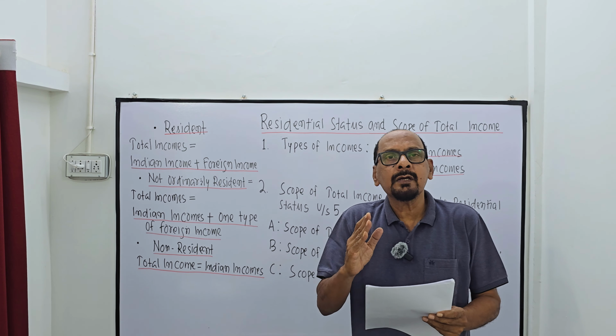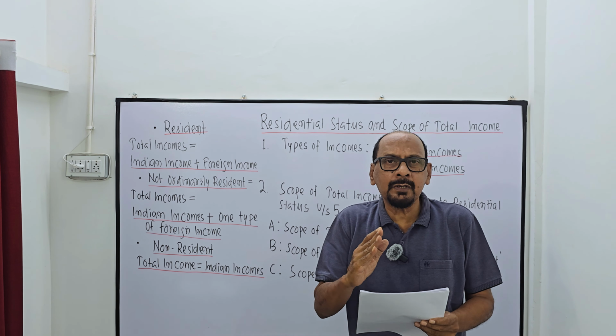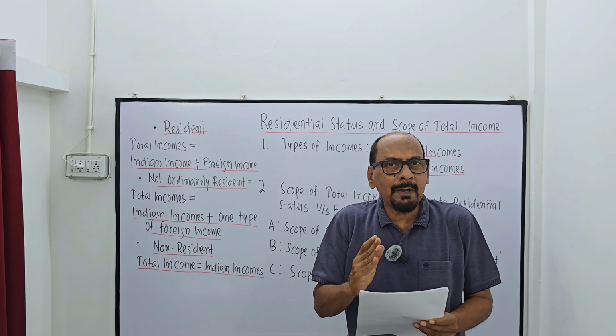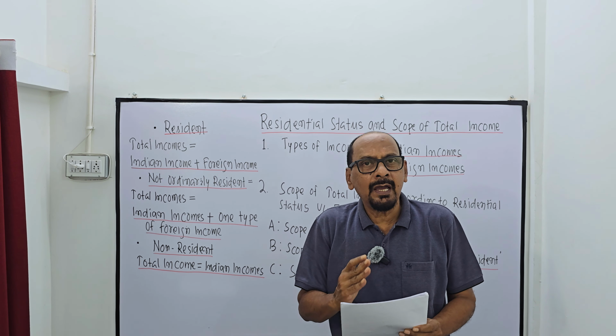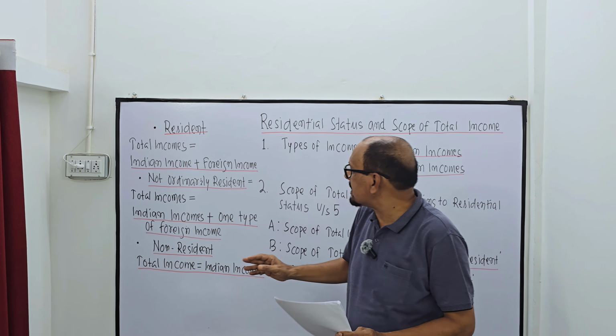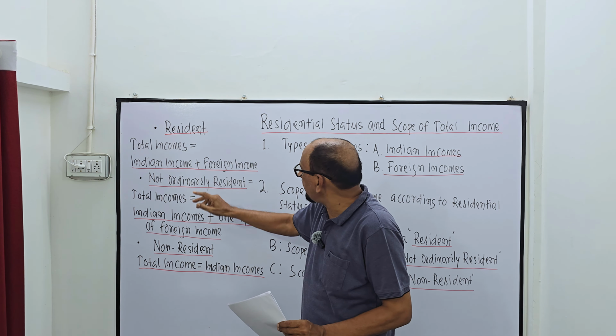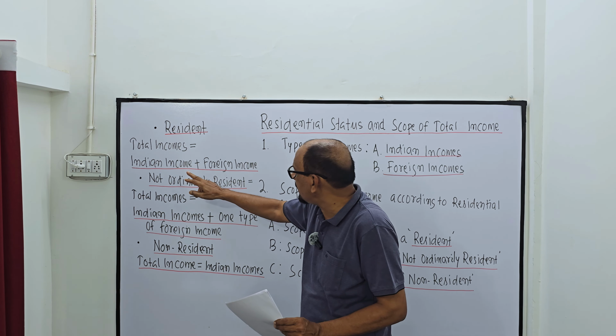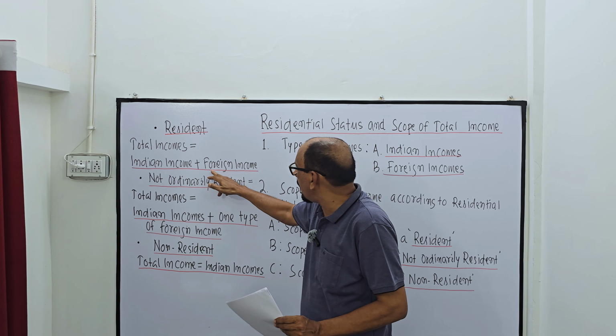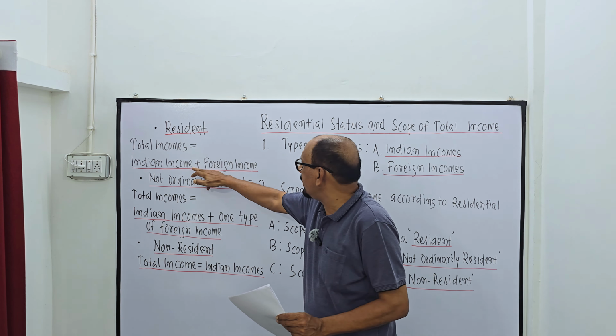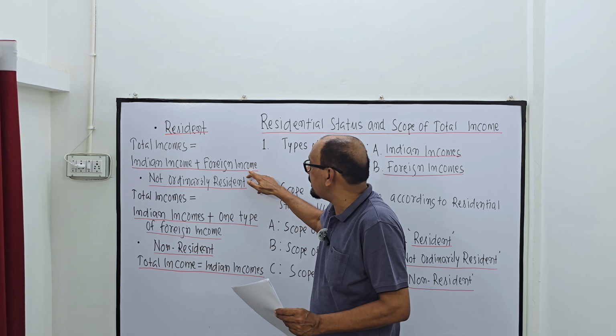So there are three categories of income which are included if a person is treated as a resident. We can say that the scope of total income of a resident will mean Indian income plus foreign income.